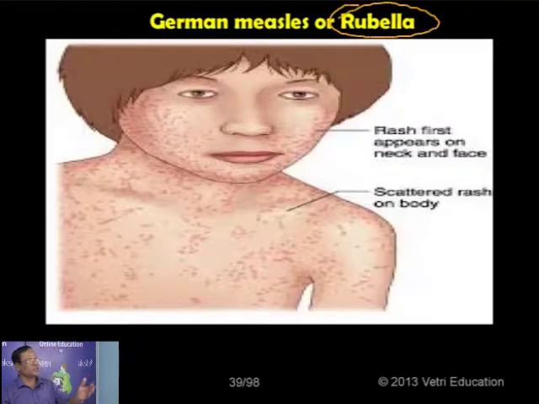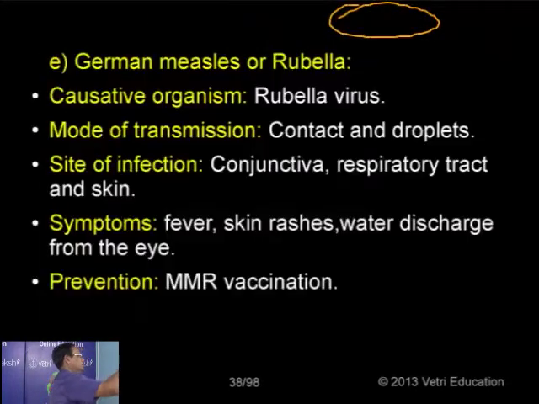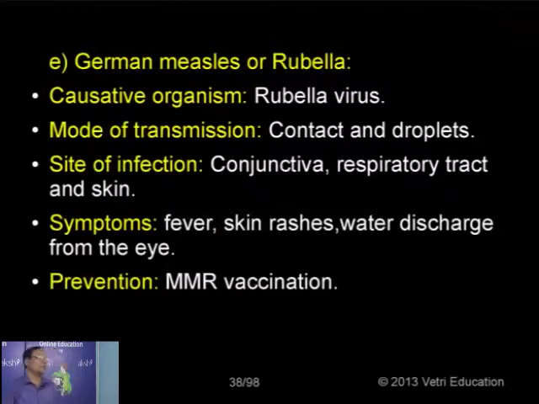The rash first appears particularly on the face and neck region, and then it spreads all along the body surface, scattered. Now the German measles, rubella. The causative organism is called the rubella virus. Again, it is the rubella virus, spread by contact and droplets. The site of infection is the same: the respiratory passage, skin and conjunctiva.